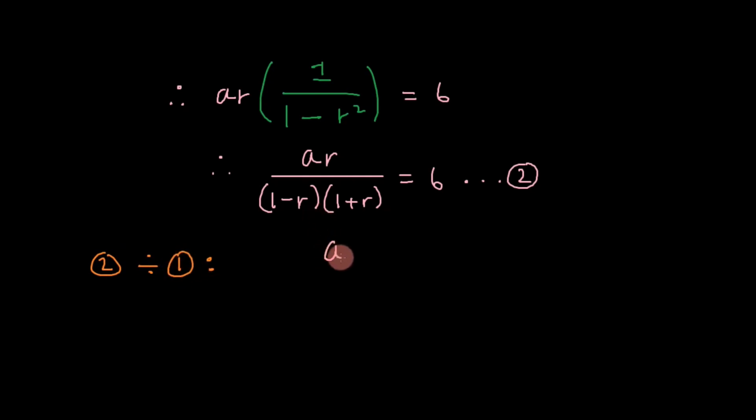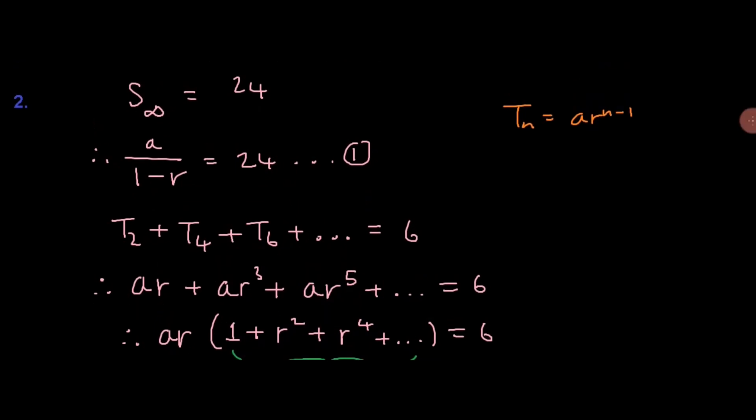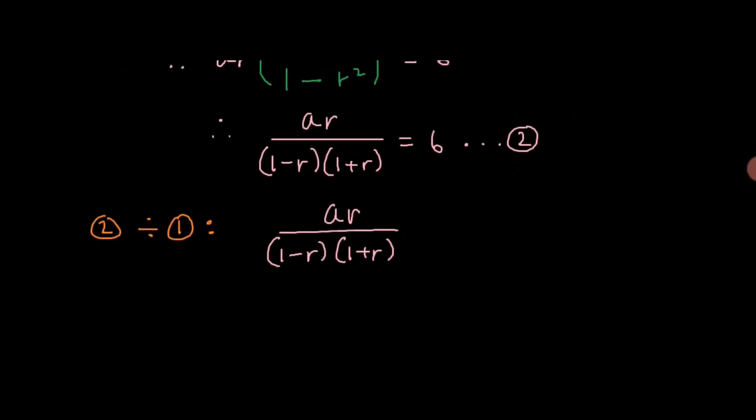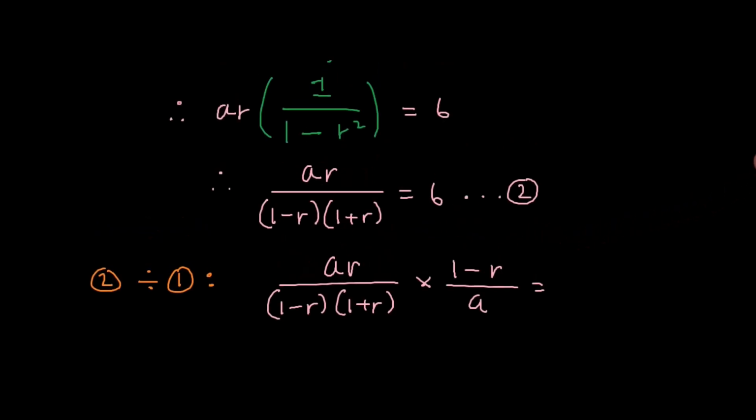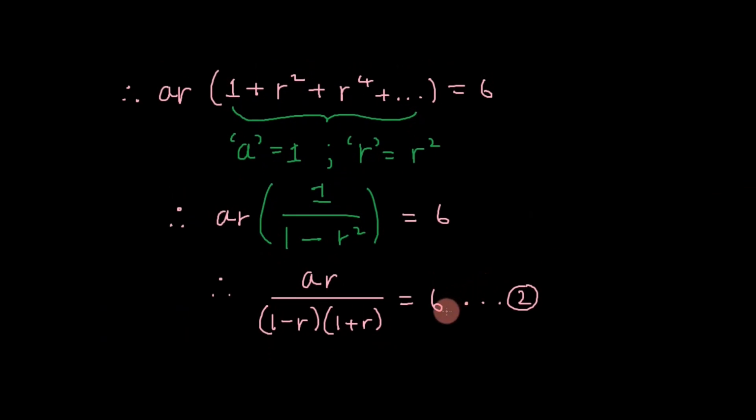So it's going to be ar over 1 minus r times 1 plus r. So this is the left-hand side of the second equation. We're going to divide it by the left-hand side of the first equation, which is a fraction. So we can multiply by the inverse of this fraction. So we're going to multiply by 1 minus r over a. Now we can divide the left-hand sides of the two equations.